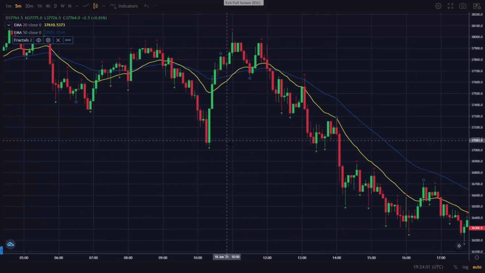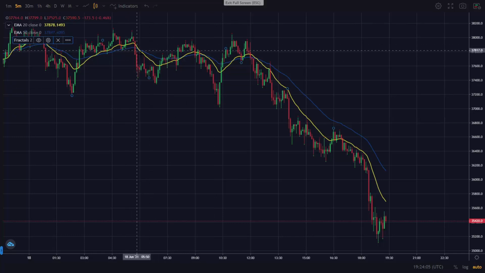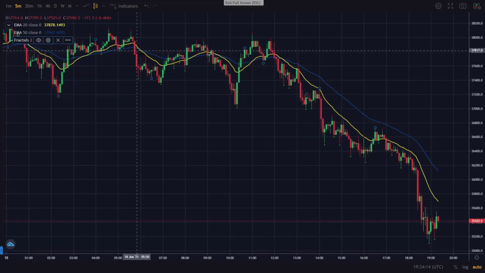When we are in a downtrend, which will be shown by the interaction of the 20 period and 50 period EMA, we want to see bearish Williams fractal signals. And when we are in an uptrend, we want to see bullish Williams fractal signals. Remember that we always trade with the trend. So when we're in a downtrend, we want signals that are showing us a short position. When we're in an uptrend, we want signals that would signal a long position.